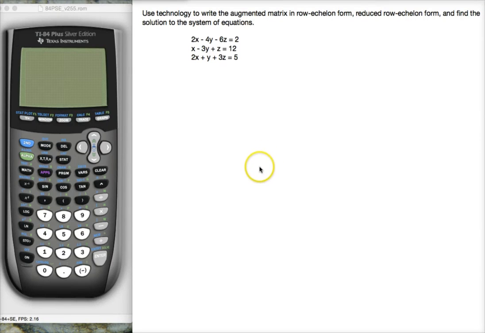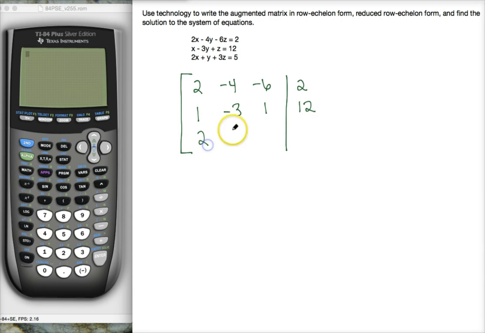Let's look at how we can write this system of equations as an augmented matrix and then use technology to find the row echelon form, reduced row echelon form, and also the solution for the system. So first, writing this as a matrix, we're going to use the coefficients for each of our variables. So 2, -4, and -6 from equation 1 with our constant of 2. We have 1, -3, 1, and 12. And then 2, 1, 3, and 5.